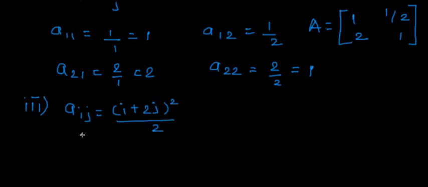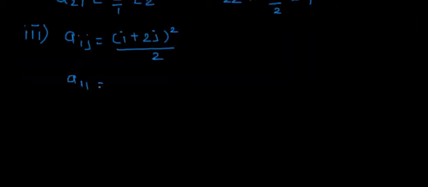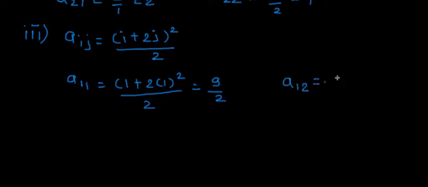Let's find all those values. So a11, it will be (1 plus 2 times 1) the whole square divided by 2. So how much is this? 1 plus 2 is 3. 3 square is 9. So the answer is 9 over 2. Let's find the next one. a12, it will be (1 plus 2 times 2) the whole square divided by 2. So 2 twos are 4, 4 plus 1 is 5. 5 square is 25. So it is 25 by 2.